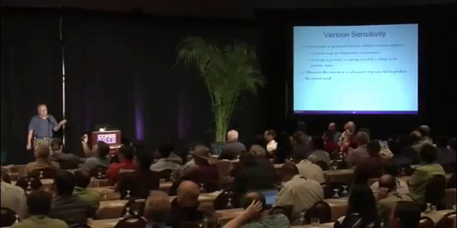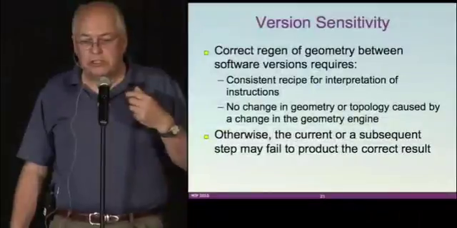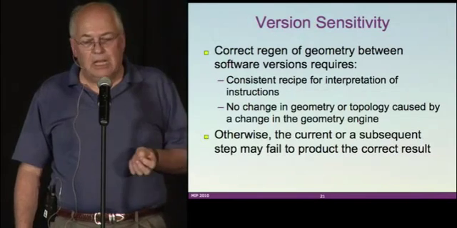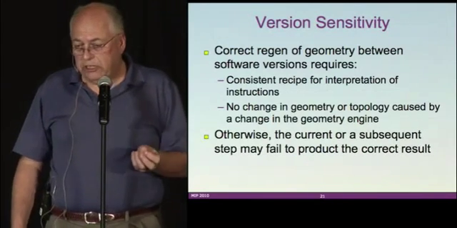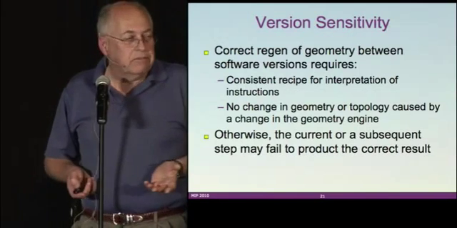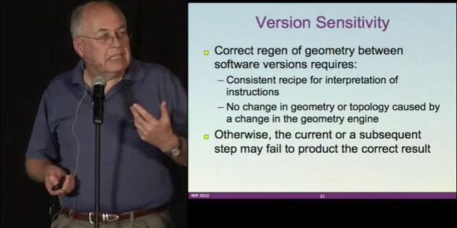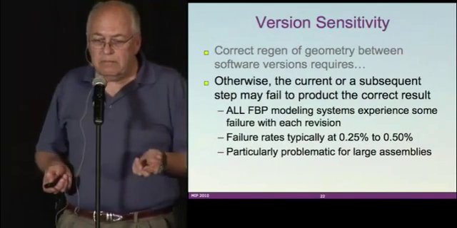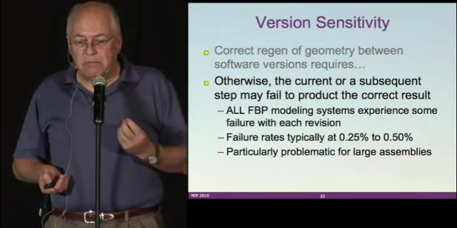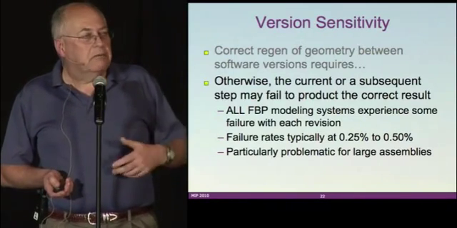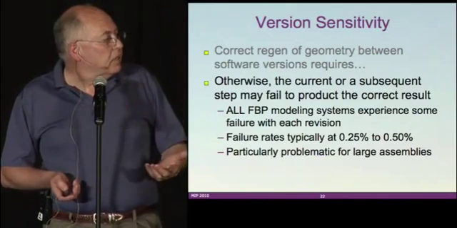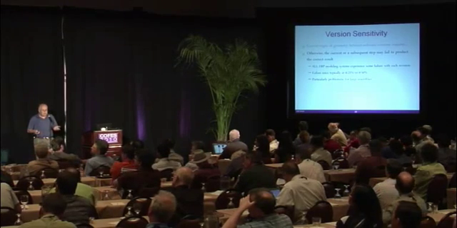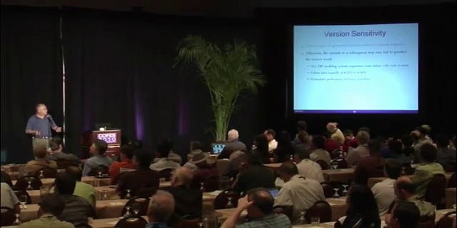The correct regeneration of geometry between software versions requires that the recipe, how it is interpreted, is the same, and that there is no change in a geometry engine that would result in different geometry or topology. If that is the case, a current step being processed or a later one can fail. And all systems exhibit some failure rate when going from one version of the software to another. And that's somewhere less than 1%, say between 1/4 and 0.5%. The larger the assembly, the worse the problem.